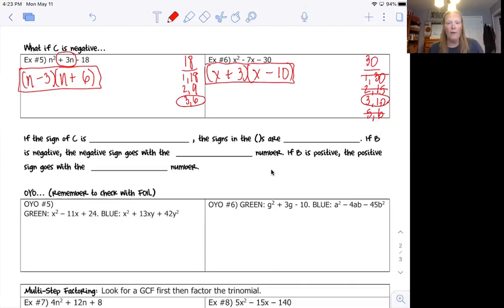Okay, so there was a pattern in these last problems. Hopefully you noticed it, but if not, that's why we're going to fill it out together. Not a big deal. So if the sign of C is negative, the signs in the parentheses are different. Let me just make sure that's what I put last time. Yeah, they're different.